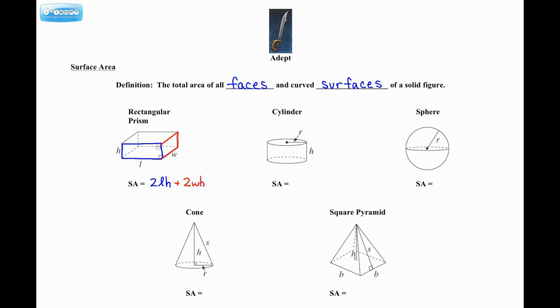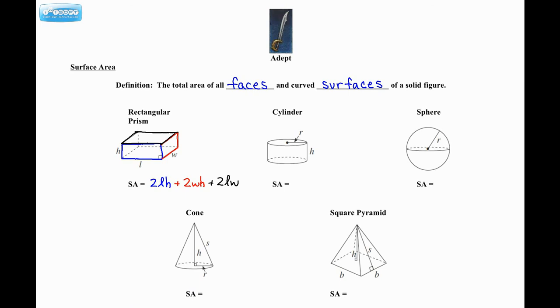And then I also have this top here, that face there, but there's also one on the bottom that's exactly the same. So that's the length, this is also the length, and this is the width. So I just need 2 of them: 2 times length times width. It doesn't matter the order in which you write these terms, but this is one way of expressing the surface area of a box or a rectangular prism.